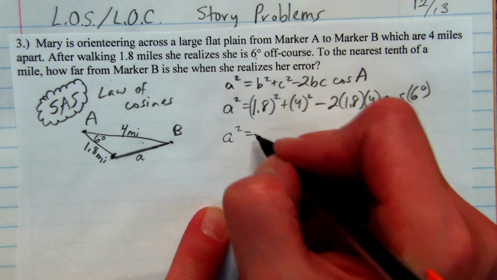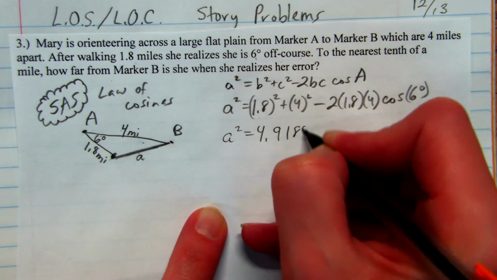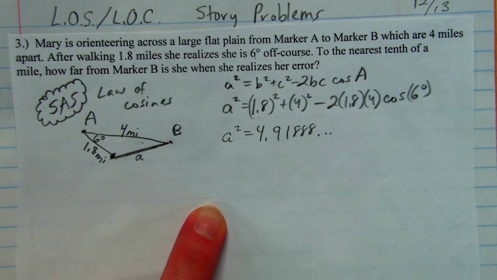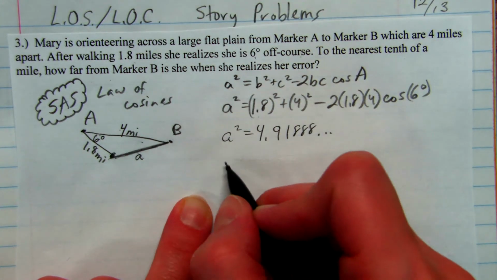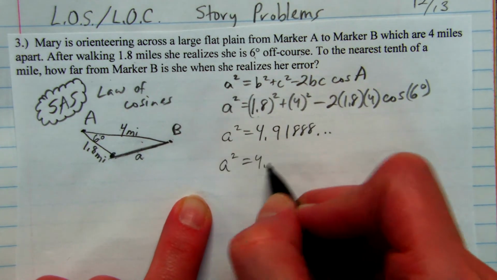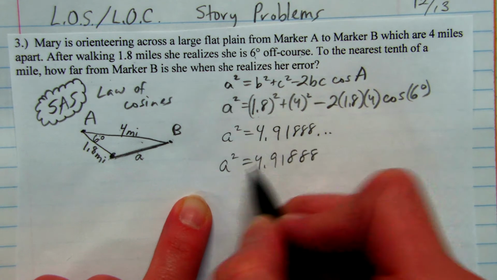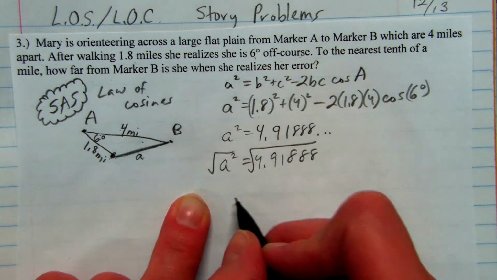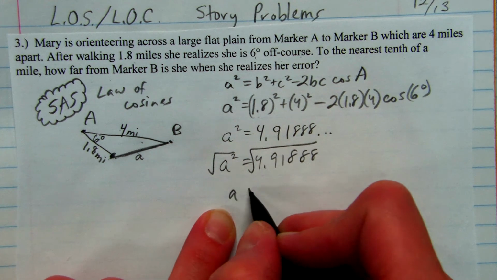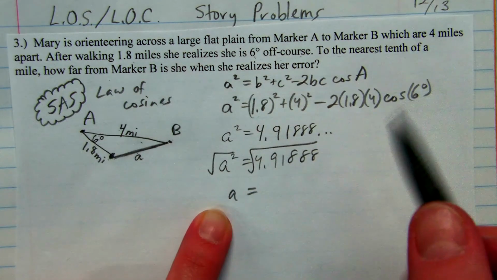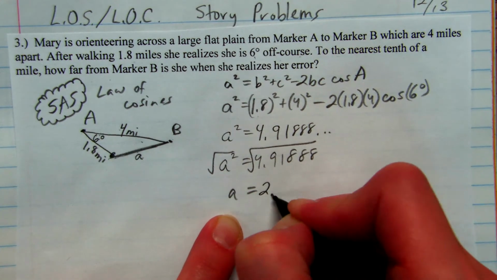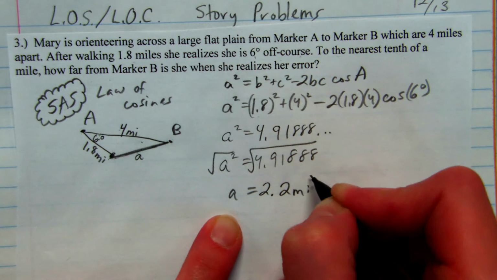And you, in theory, can type all of that straight into a calculator, and it comes out 4.91888, blah, blah, blah, keeps going. And then you can square root that. So I'm going to write it again and put a square root on it to show that we're solving for A. And it says they want to the nearest tenth of a mile, how far she is off, so I rounded the final answer off to 2.2 miles.